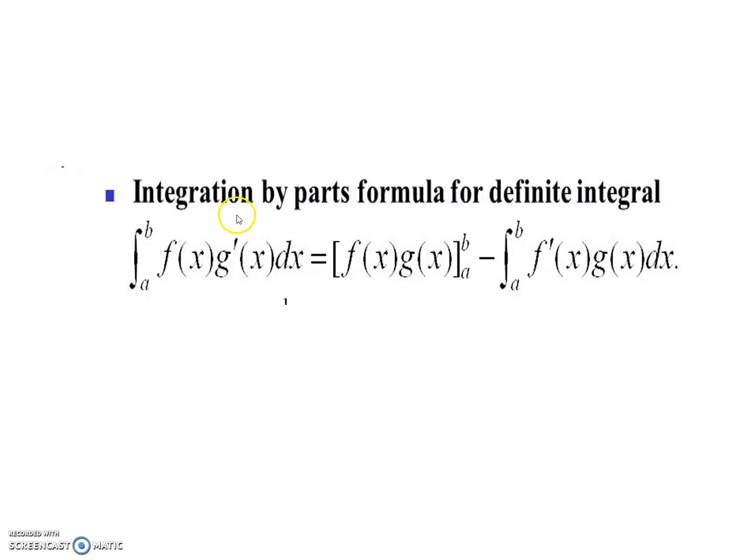Now we have to define the integration by parts formula for definite integral. We have the lower limit a, upper limit b. Integral from a to b of f of x g of x dx is f of x into g of x from a to b minus integral from a to b of f dash of x into g of x dx.